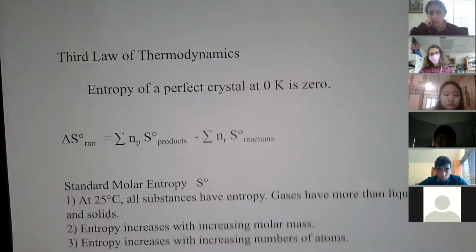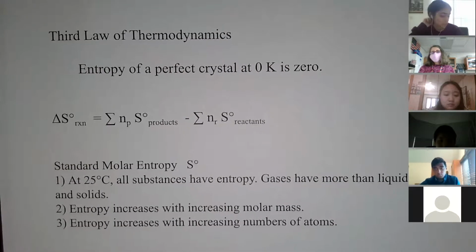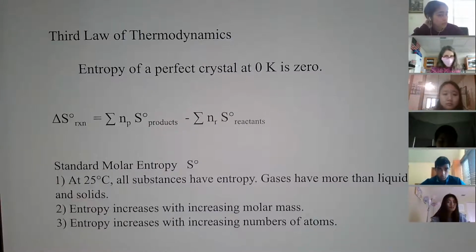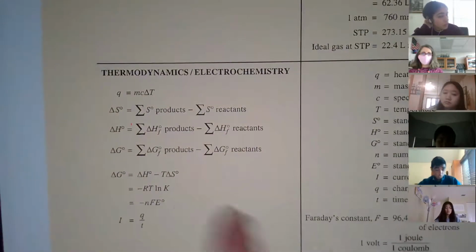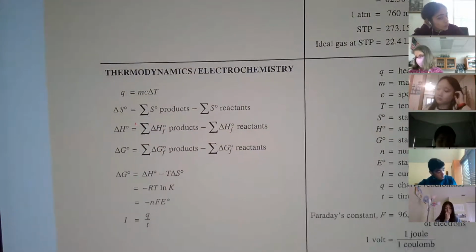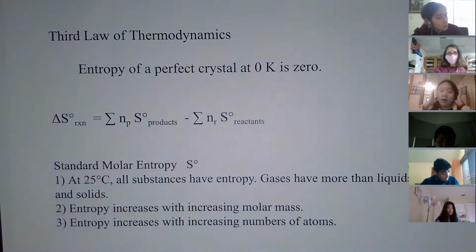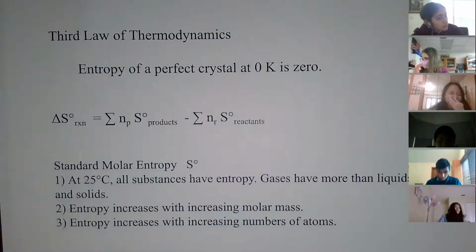All right, so you can turn to the next page. Entropy can be calculated as products minus reactants. The good news about all of these calculations is they are exactly the same as what we learned before. So it's always products minus reactants. They tend not to do anything with calculations associated with delta S.